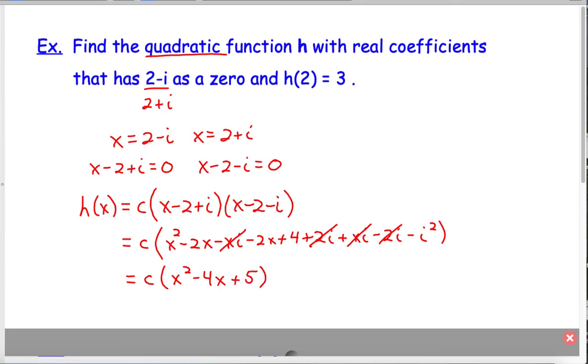Okay, so here's my function so far. Now let's go to the other information. h of 2 should equal 3.